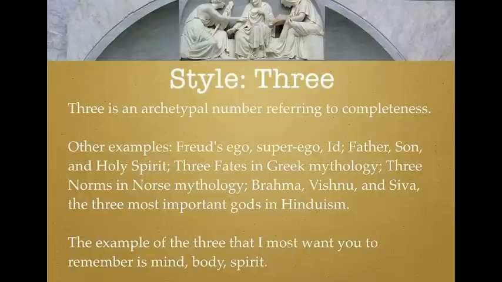Then numbers have certain meanings. So in this case, the number 3 from a long time ago refers to completeness. We think about 3 legs on a stool, for instance. You can't sit on a chair or a stool unless it has at least 3 legs. But there are some other examples of 3s in life. We have Freud. Freud has the conception of the ego, the superego, and the id. We have Christianity's Father, Son, and Holy Spirit.